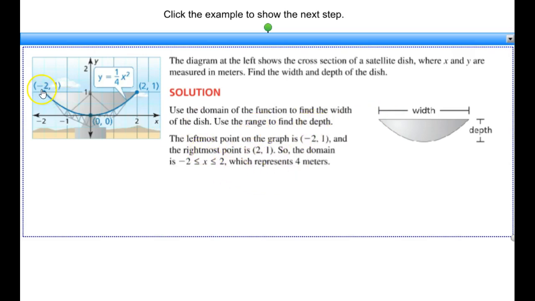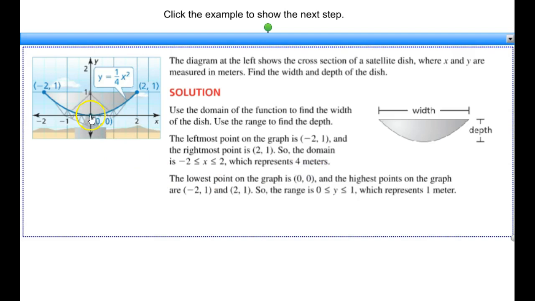So the leftmost point is at (-2, 1), and the rightmost point is at (2, 1). So my domain, the possible x values, are from -2 to 2, which is 4 meters, which I can just count the distance here and see that I get 4. The lowest point of my graph is at (0, 0), and I see that the highest points are here at (-2, 1) and (2, 1). So my y values are 1 for both of those. So my depth here is going to be 1 meter. So my satellite dish is 4 meters wide and 1 meter deep.